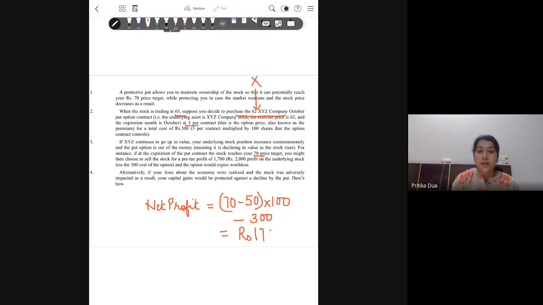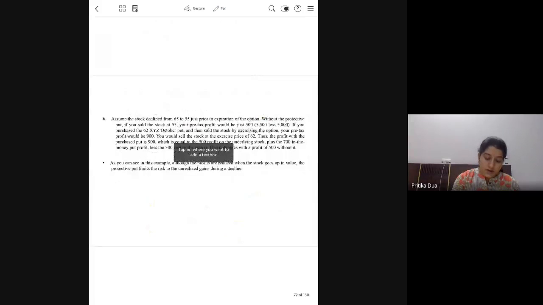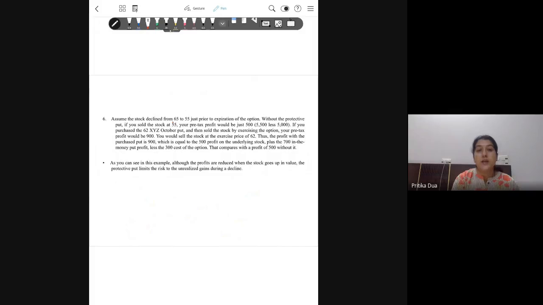So, this will be the net profit if the spot price in the market is greater than the exercise price. Okay. Now there can be an opposite situation wherein the price falls below 62 rupees. So here you can see, say the price of the share falls from 65 to 55. You had apprehensions about the global market, which turn out to be true.